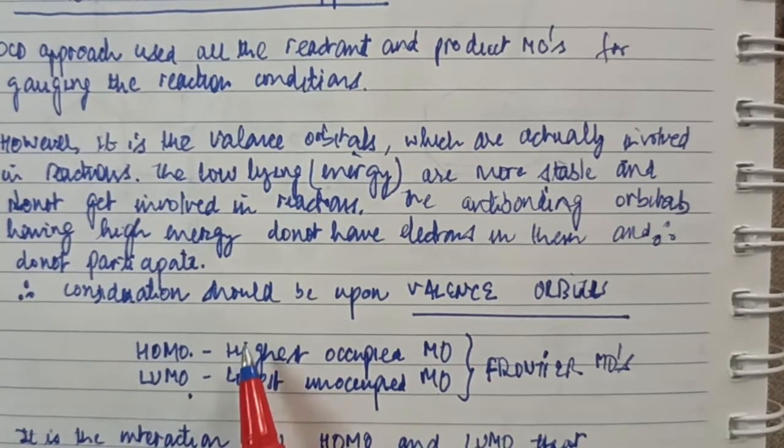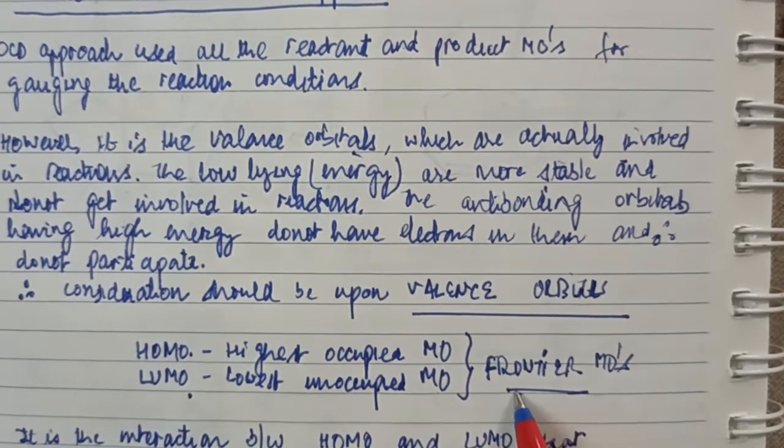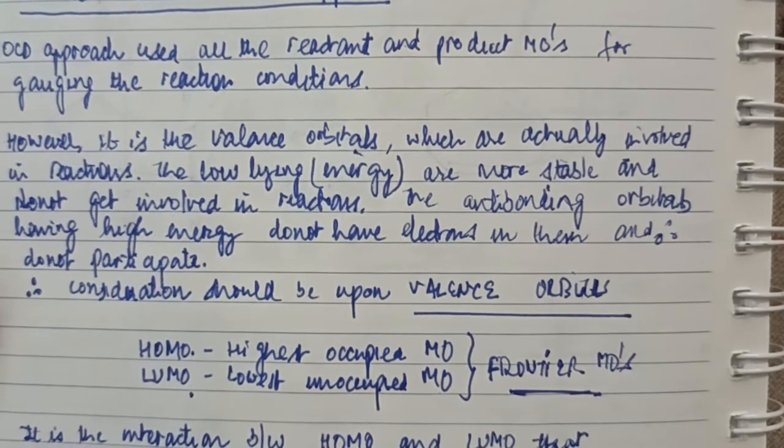HOMO stands for the highest occupied molecular orbital. When we draw the energy level diagram, the placement of the orbitals in terms of energy, that orbital which is filled and is highest in energy is called HOMO, and that orbital which is empty and lowest in energy is called the LUMO. It is sometimes also called LVMO, that is lowest vacant molecular orbital, also called the lowest unoccupied molecular orbital. These two molecular orbitals are called the frontier molecular orbitals in the FMO approach.